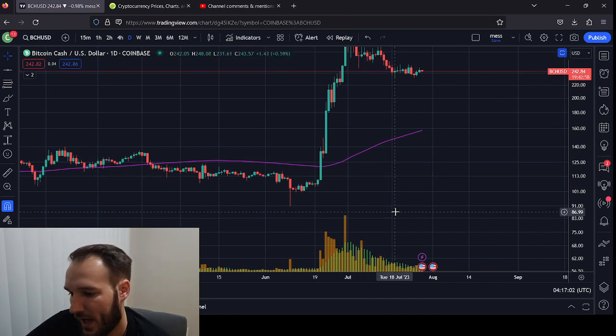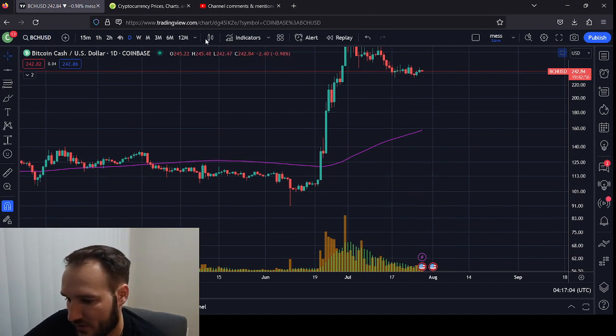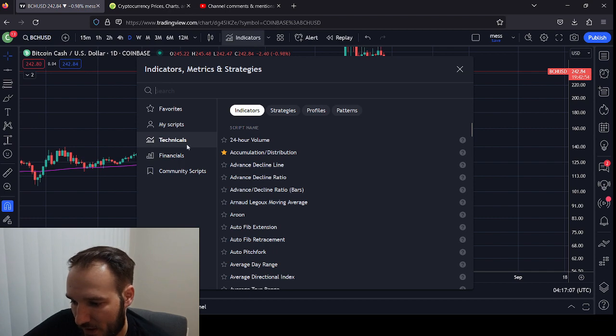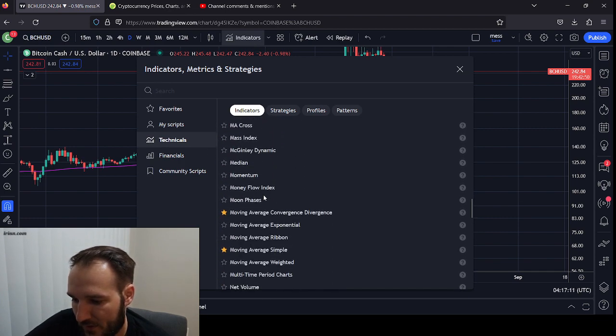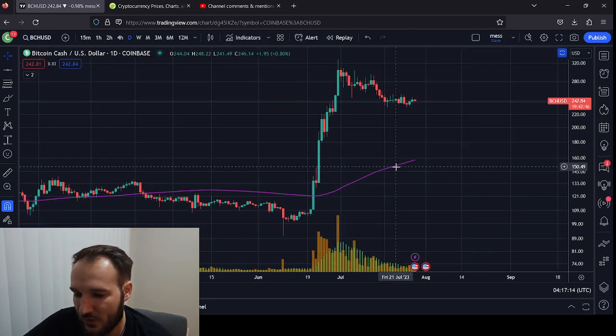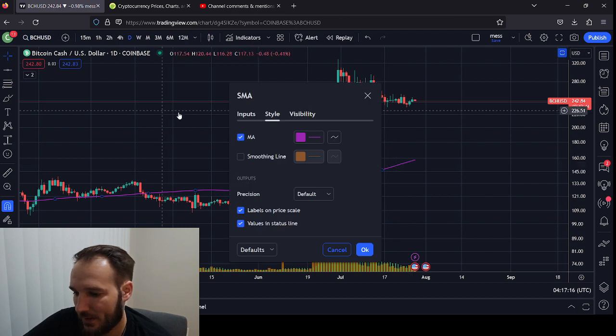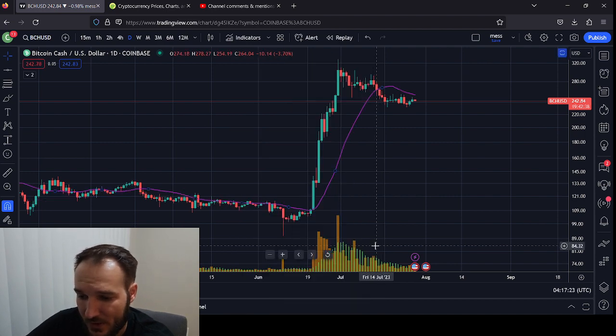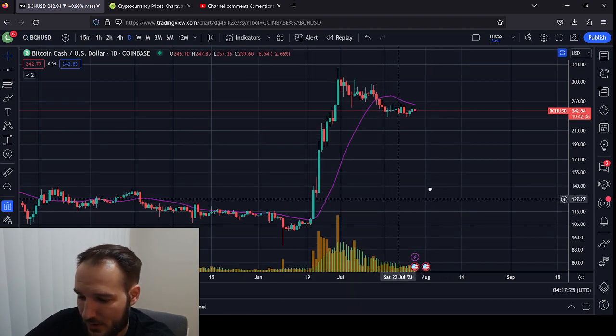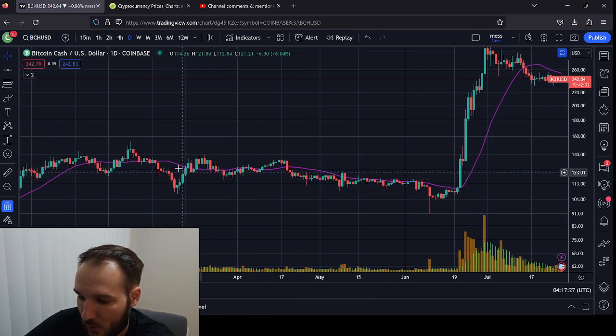So if you want to add that on, anybody out there, it's as simple as going to indicators, technicals, scroll down, go to M, moving average simple. That's what you want to do, and then adjust it to yourself. If you don't want the 123, mess around, man. Like we could use the 21, that's 3 weeks, right? So a lot of people use the 21. You can see you have respect on the 21 more or less as well.